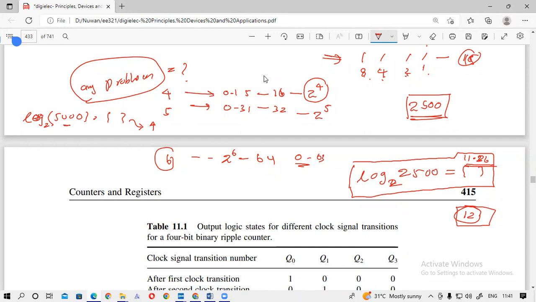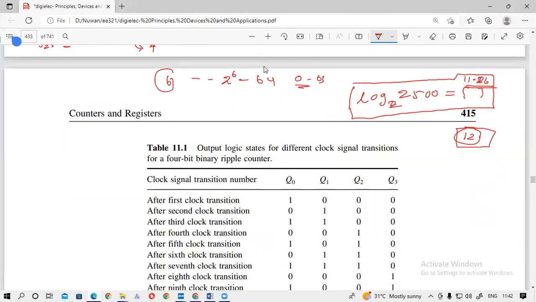Any problem up to this? I think you can understand the operation of the counter now, no? Is it okay? Okay, so we will move on then.